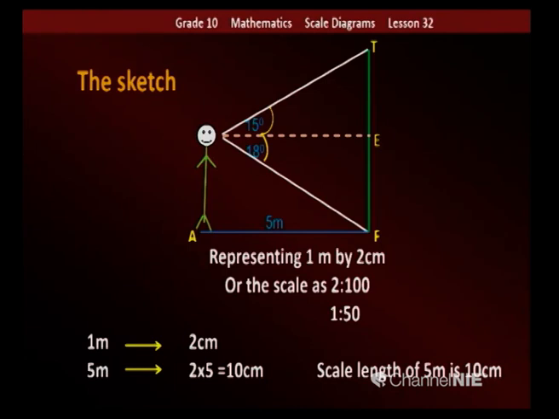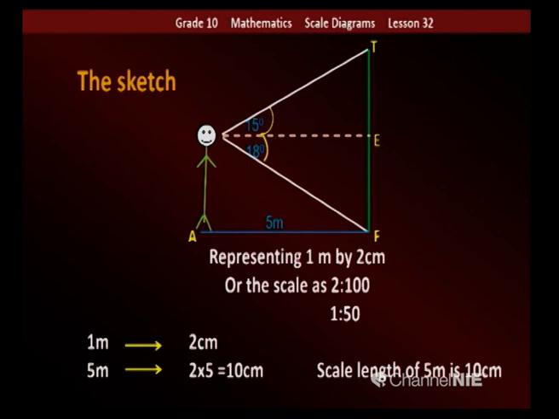Now here I have selected a scale representing 1 meter by 2 centimeters. If it is 1 meter by 1 centimeter, it's a small one. It is difficult to measure. So I have taken a scale representing 1 meter by 2 centimeters.